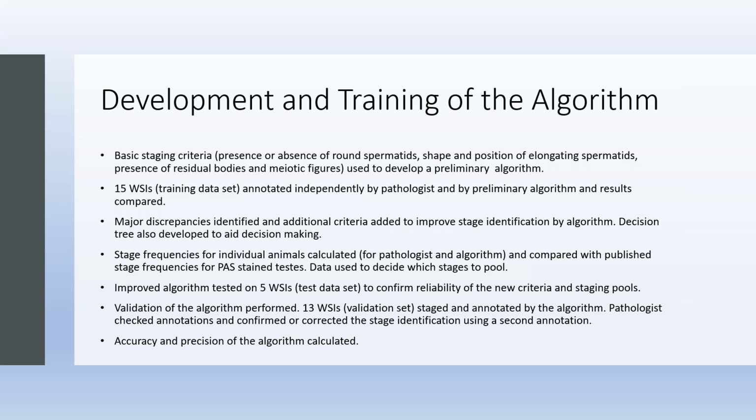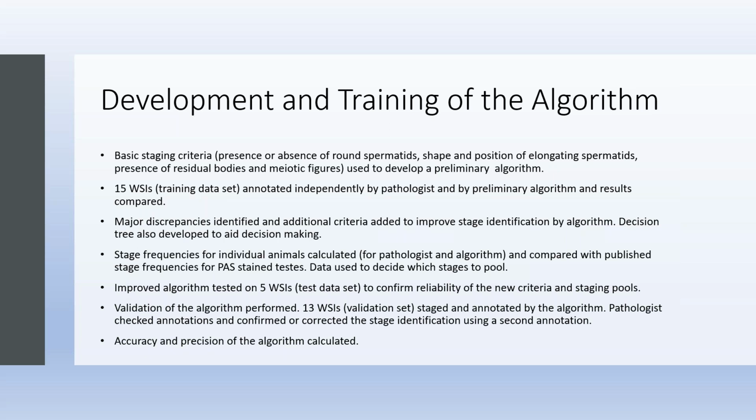So the way we went about developing and training the algorithm was to start off with some basic staging criteria. That was the presence or absence of round spermatids, the shape and position of the elongating spermatids, and the presence or absence of residual bodies and meiotic figures. That was used to develop a preliminary algorithm, which we tested out on 15 whole slide images, and all the tubules in each of those images were annotated independently by the algorithm and by the pathologist.